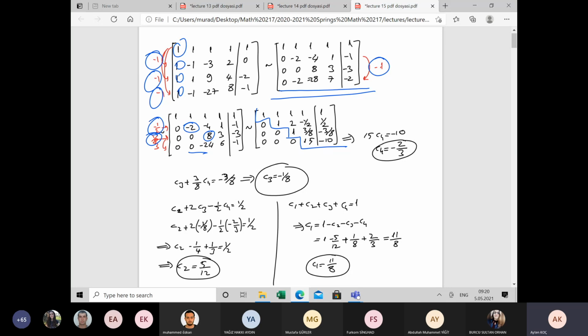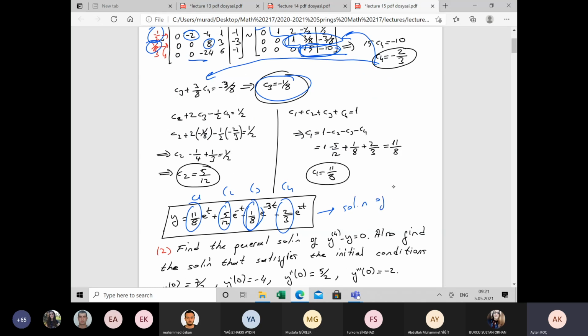Using back substitution, the previous row gives C3, substituting C4 here. Then we obtain all values of C1, C2, C3, and substitute in the general solution the value of C1, the value of C2, the value of C3, and C4. So this one is the solution of the initial value problem. Yes, we get a unique solution. It's okay.